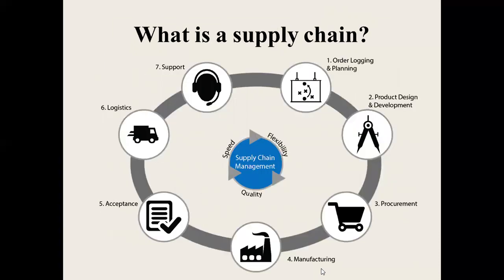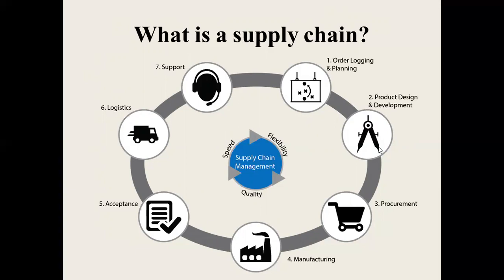Now, this is a picture where you can get a clearer idea about the SCM process. Starting with order logging and planning, we get the orders from different customers and decide what kind of product we are producing. Then there will be product design and development. We have to design the product according to the needs of the customers.